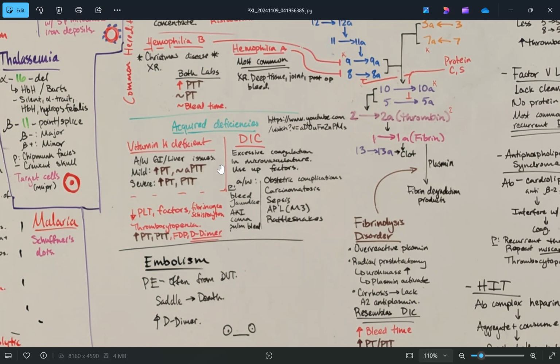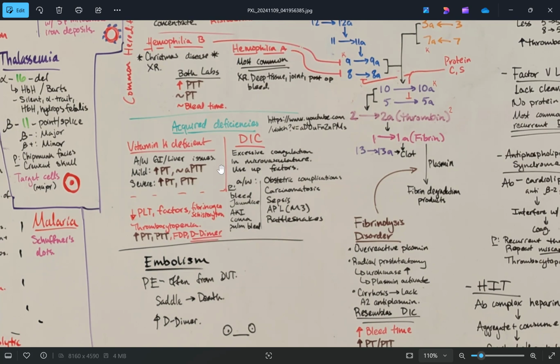It's often associated with obstetric complications, carcinomatosis, sepsis, APL, or your M3 disease of your leukemias. It all comes back in a circle, and also rattlesnake bites. For presentations, you'll have bleeding, jaundice, acute kidney failure (AKI), coma, and pulmonary bleeds as well, which makes sense if you're using up all your clotting factors.